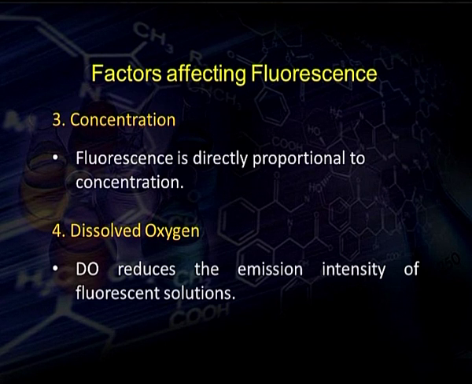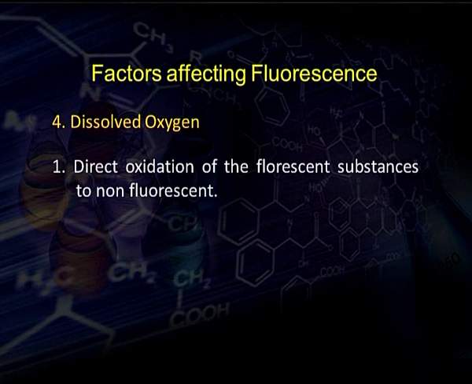Next factor is dissolved oxygen. Dissolved oxygen or DO reduces the emission intensity of fluorescent solutions. This reduces the fluorescence intensity because of two reasons. The first is by direct oxidation of the fluorescent substances to non-fluorescent, and second is by quenching of the fluorescence.